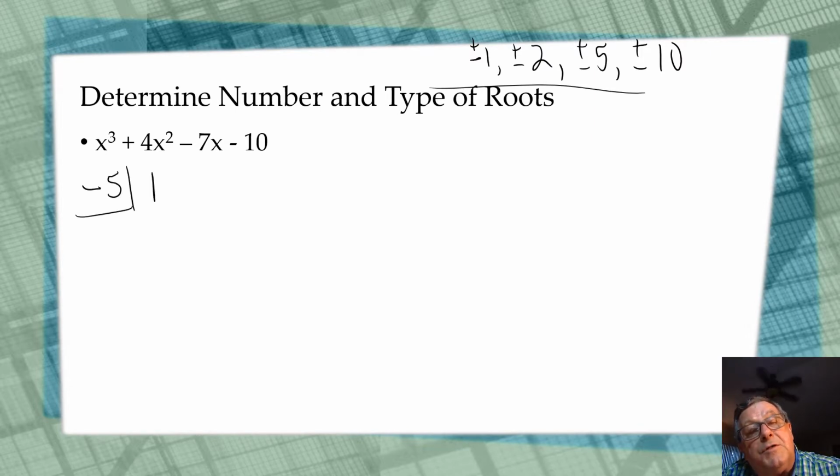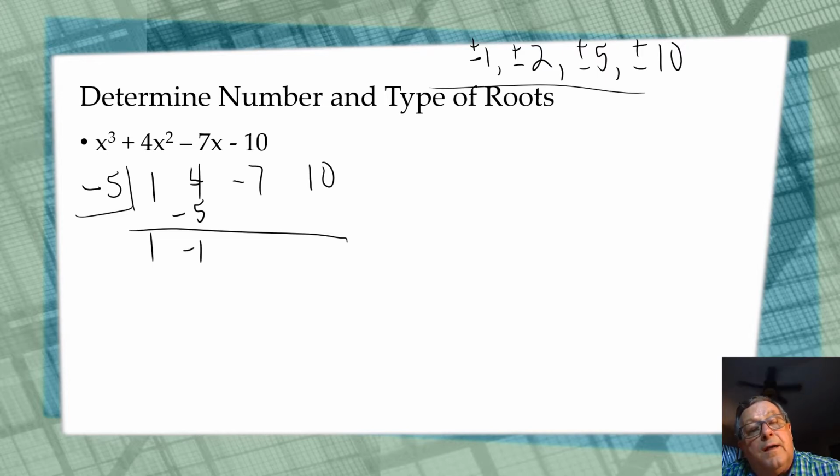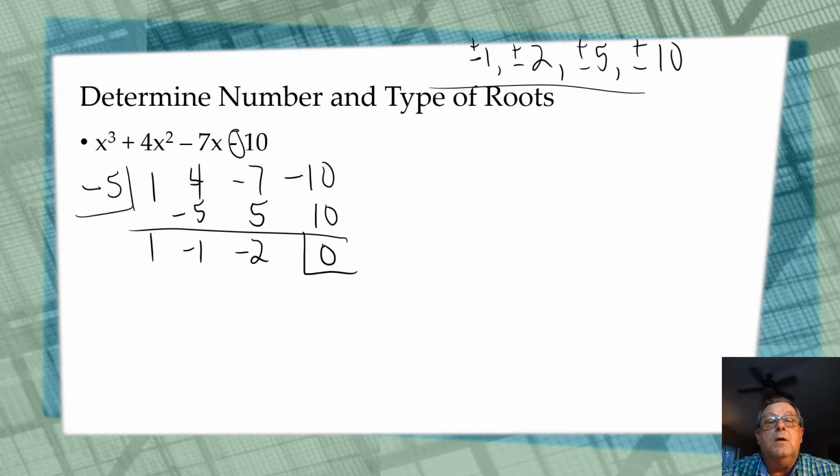I'm going to write my coefficients 1, 4, -7, 10. I'm going to draw a line, bring down the 1. -5 times 1 is -5. 4 minus 5 is -1. -5 times -1 is +5. -7 plus 5 is -2. And -5 times -2 is +10, and -10 plus 10 is 0. There's my negative. And that should be -10 right there.